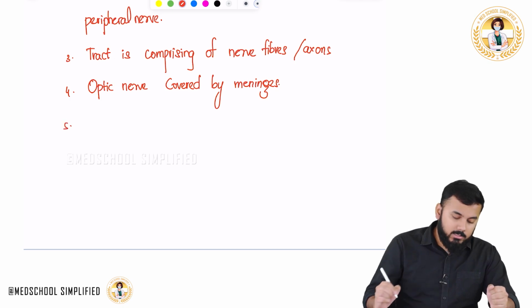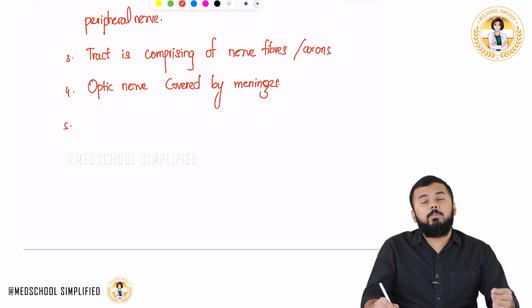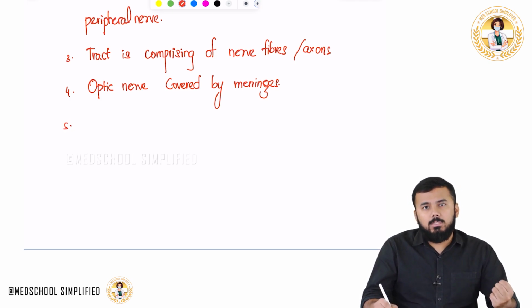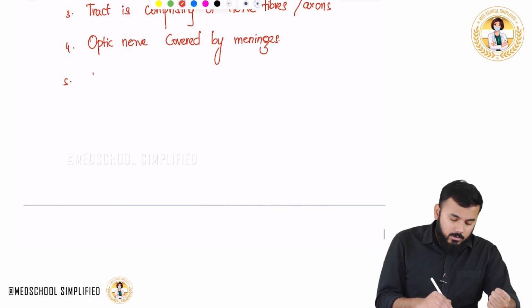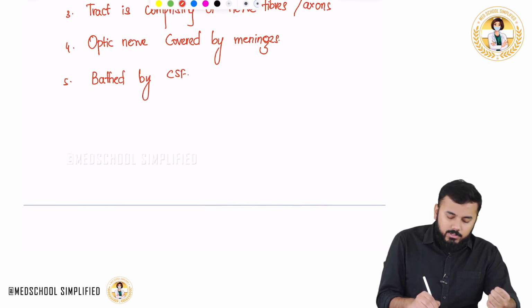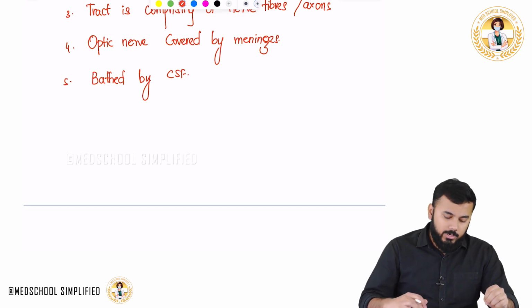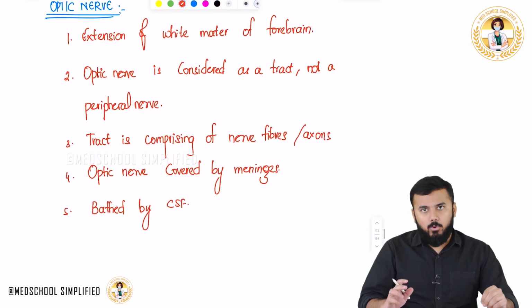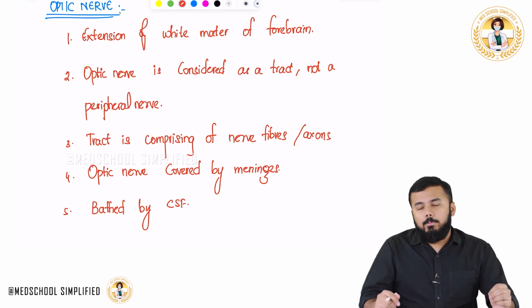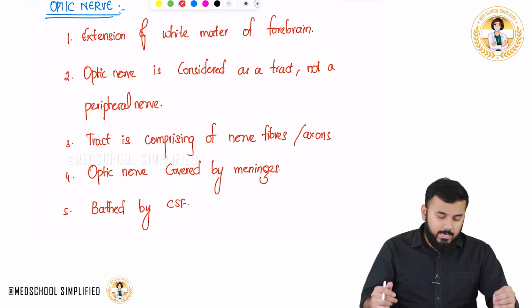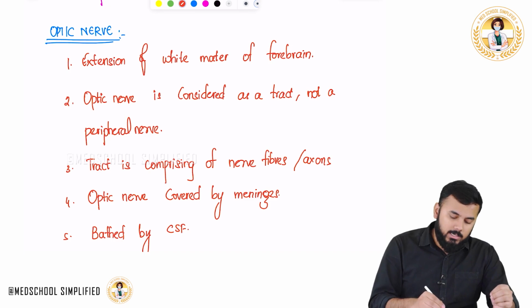And fifth important thing is, where is this optic nerve present? This optic nerve is floating in the cerebrospinal fluid. Cerebrospinal fluid in the sense, where is it present? It is present in the subarachnoid space. So this is bathed by CSF. CSF stands for cerebrospinal fluid. So these are some of the important things telling that optic nerve is not a nerve, it is a tract. Okay, it is considered as a tract.